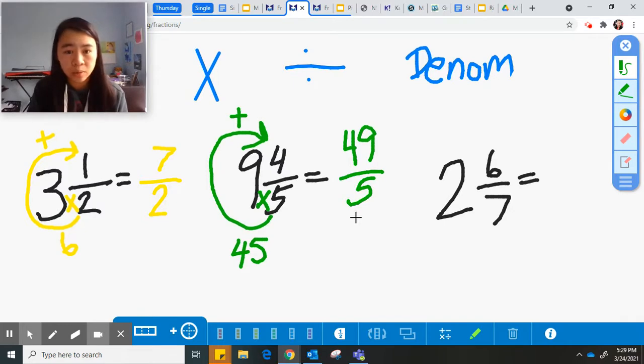There are just multiple ways that we can represent how much is shaded, or whatever the situation is, how much is eaten, how much do we have left. Just for fun, let's choose another color. All right, 2 and 6/7. We're going to multiply these two.